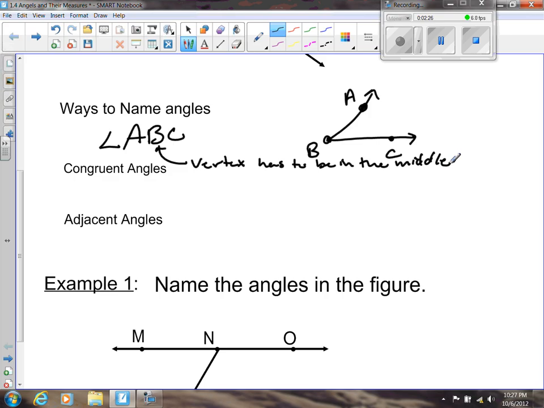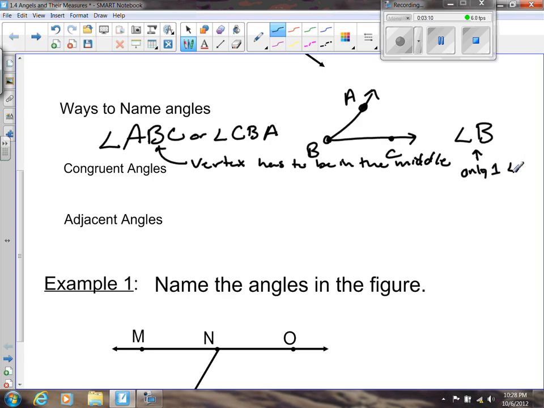Another way to name it, if there's only one angle here, it's pretty obvious what angle we're talking about. Notice that that's the same thing as angle CBA. B is still the vertex in the middle, but angle CBA is the same as ABC. Those are the same. Now, if there's only one angle here, I can also call it angle B and just use one letter if there's only one angle.